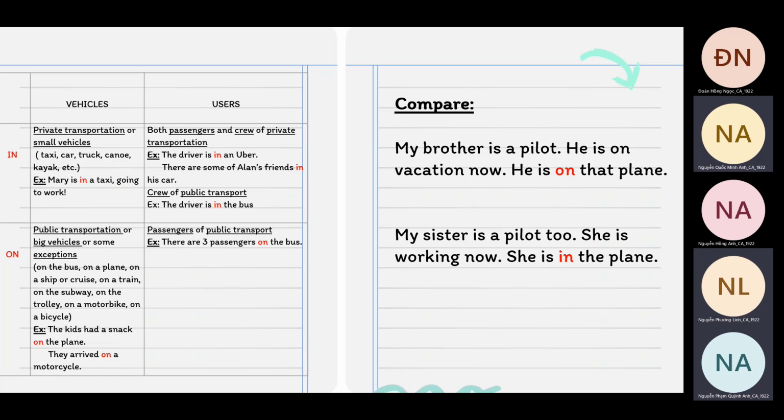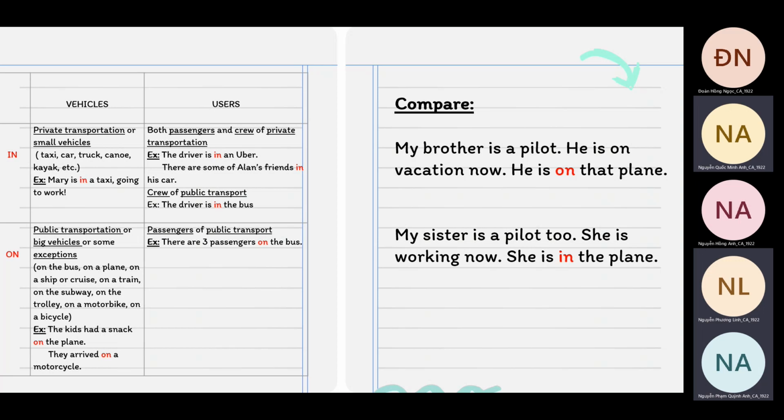We use on for public transportation or big vehicles, or maybe some exceptions. For example, on a bus, on a plane, on a ship or cruise, on a train, on a subway, on a trolley, on a motorbike, or on a bicycle. For example, the kids had a snack on a plane. They arrived on a motorcycle.